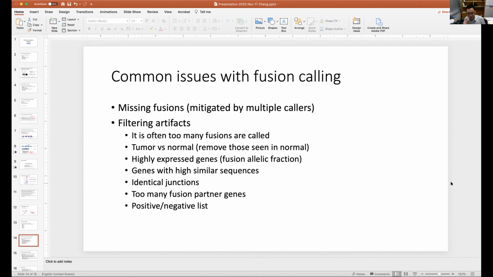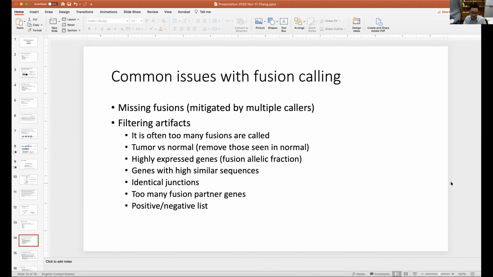And tumor normal, if you have the normal samples, that's also a good idea to remove fusions you see in both tumor and normal samples. Imagine if you have some issue with one gene's sequence in terms of fusion calling, then you would expect the same bias would be existing in both tumor and normal. In that case, having these normal samples would be a good idea to remove such artifacts.